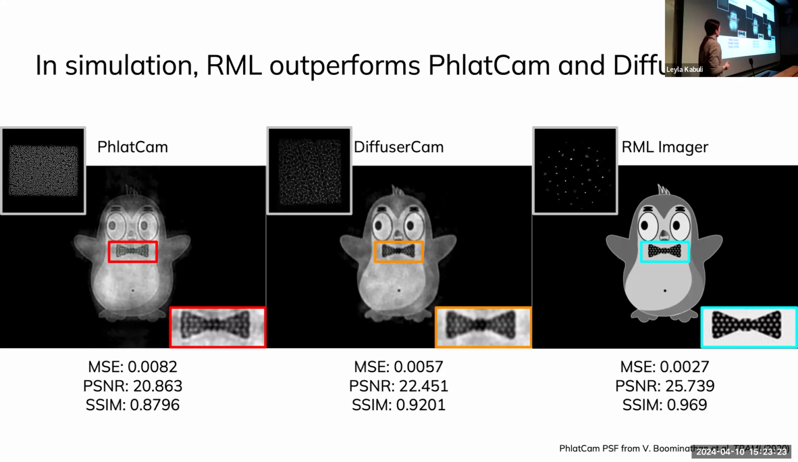And we can also look at this qualitatively and see that, by eye, clearly the RML imager is much higher quality. It's closer fidelity to what it should be. And we can look at the resolution by zooming in on the bow ties and seeing that there's a lot less noise and artifacts with the RML compared to the other 2 systems.